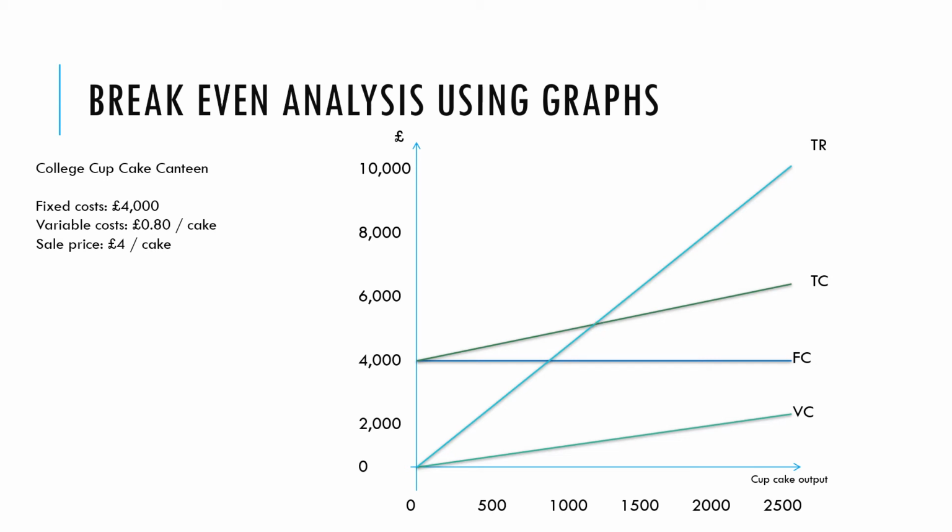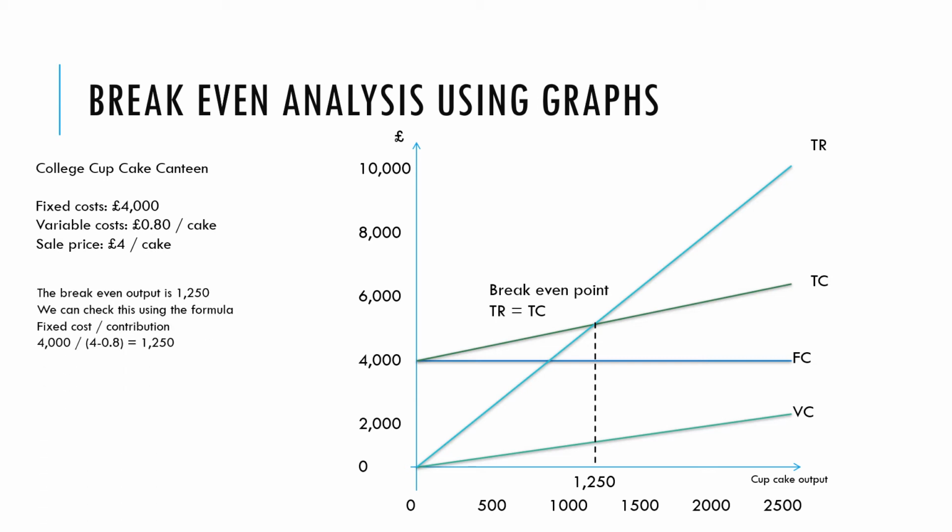So that's the break-even point, and from that point we can work out the break-even output, the number of cupcakes that would need to be sold to reach this point. So a little dotted line down from our break-even point would tell us that 1,250 cupcakes need to be sold to reach break-even. And we could check that by using our old formula, fixed cost divided by contribution per unit. If we do that formula, fixed cost 4,000 divided by contribution per unit, price minus variable cost per unit, it gives us the same answer, exactly what we would expect.